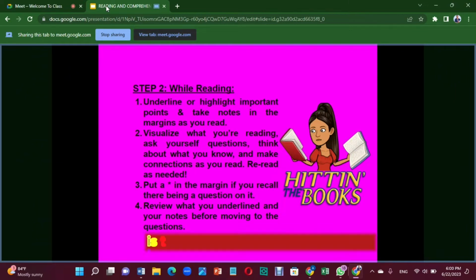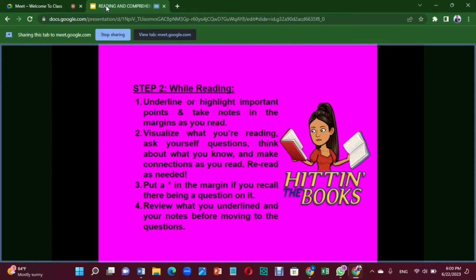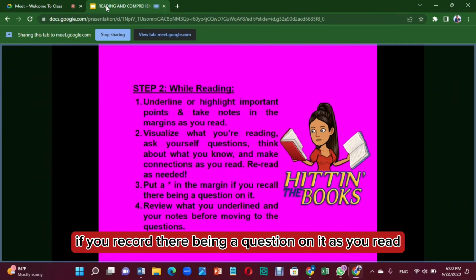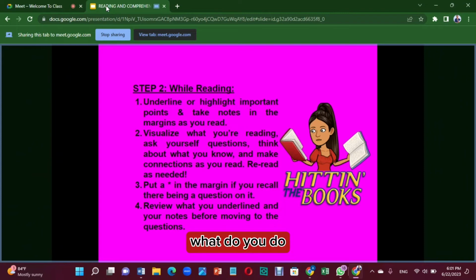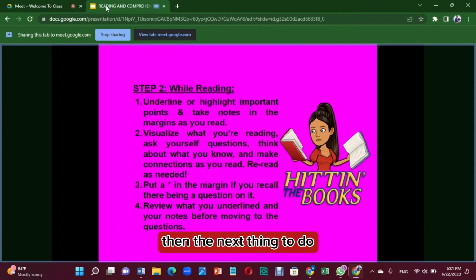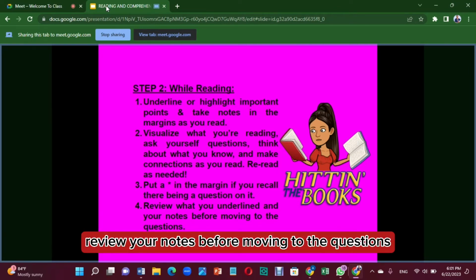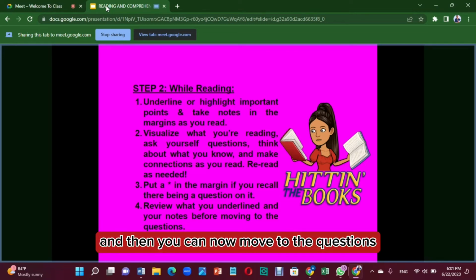The next thing you're going to do is to put a star or asterisk in the margin if you recall there being a question on it. As you make progress in your reading, and you discover that there is an answer to a question you read earlier, asterisk the part. Okay? That brings you closer to getting your answers right. Then the next thing to do is to review what you've underlined and review your notes before moving to the questions. Go over your notes. Go over the places you've highlighted. And then you can now move to the questions.